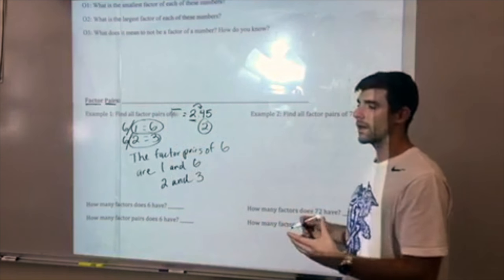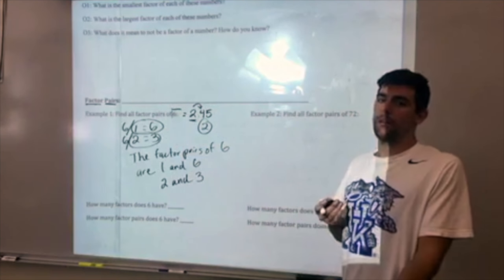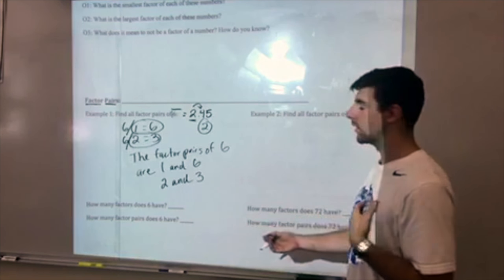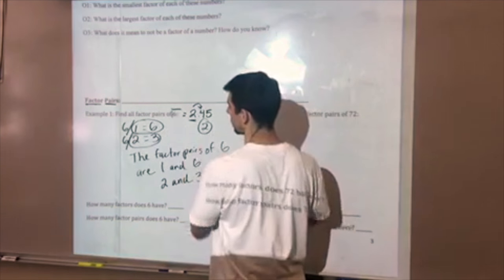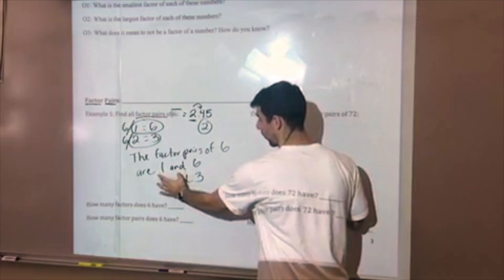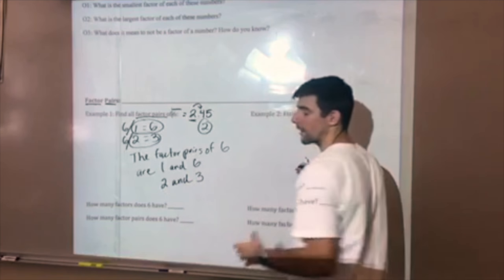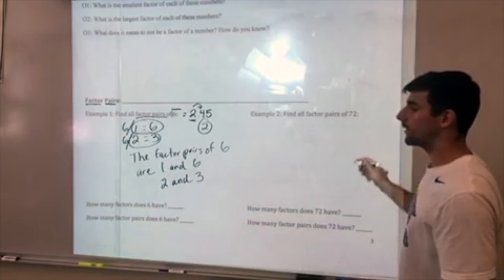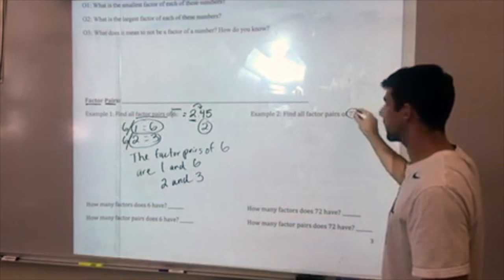It's really important that if it asks you for the factor pairs and you just list the factors, we're not going to give you credit for that because we feel like you didn't really answer the question. It didn't ask you for the factors, it asked you very clearly for the factor pairs. So we want to see this information, 1 and 6, 2 and 3. Those are the factor pairs. Same idea for 72.